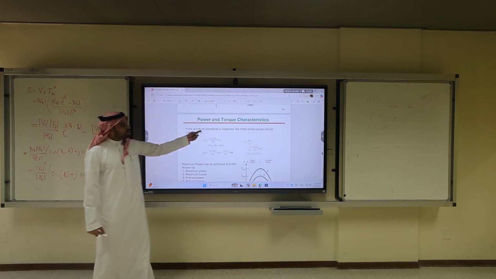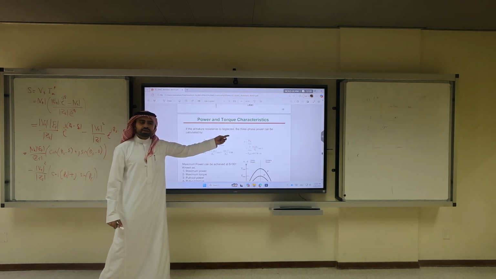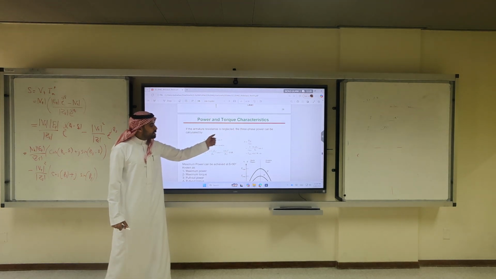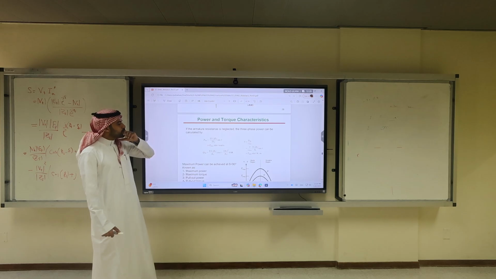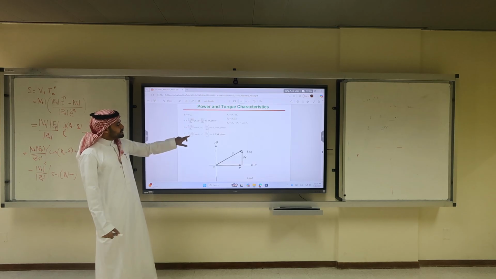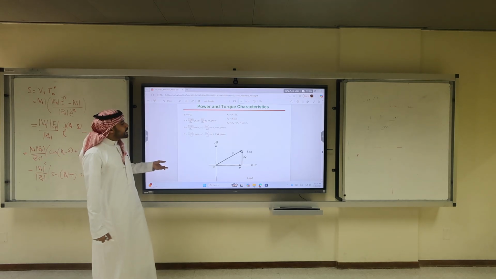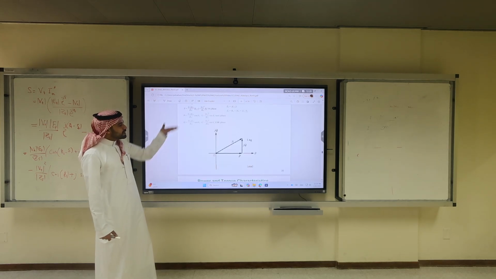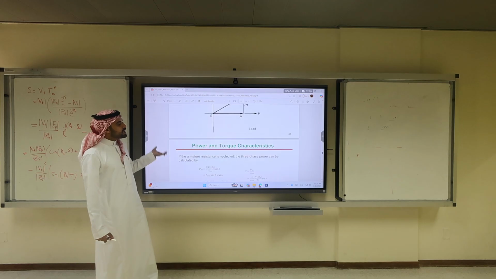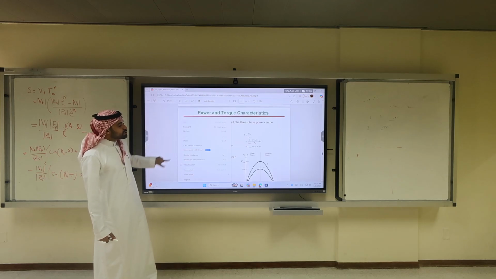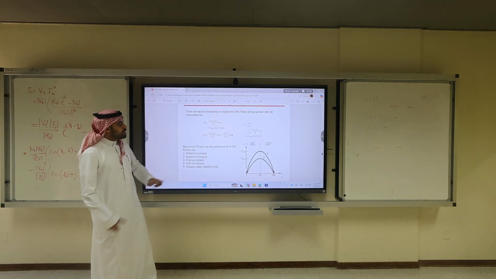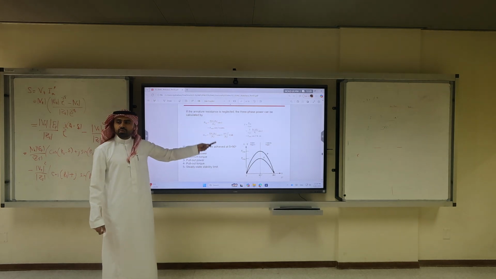If armature resistance is neglected, what is armature resistance? Ra. If we neglect it and we just stick with X_s, we replace Z_s by just X_s, and this is single-phase power. We use the 3-phase power, and we will reach the EE 360 equations.